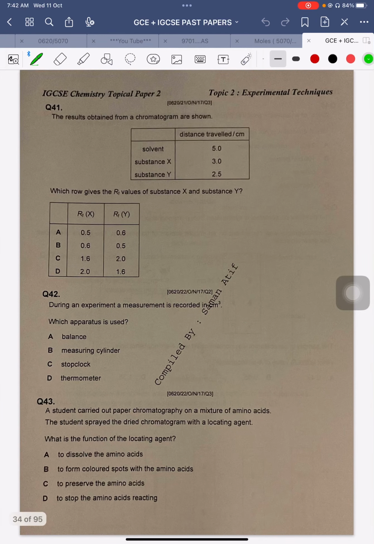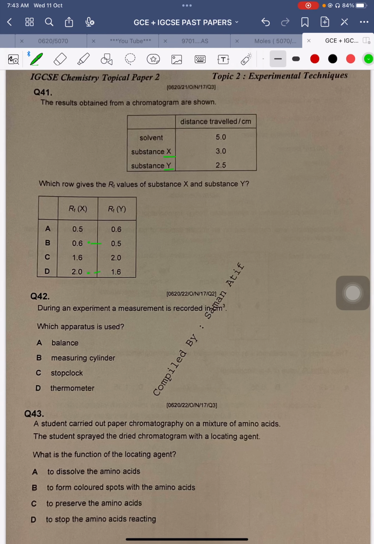Okay. Here we are on the next question. The results obtained from a chromatogram are shown. Which row gives the Rf values of the substances X and Y? All right. So this is substance X and this is substance Y. Substance X should have a greater Rf value because substance X has traveled a higher distance. The difference should not be that much bigger. Let's check the Rf values.